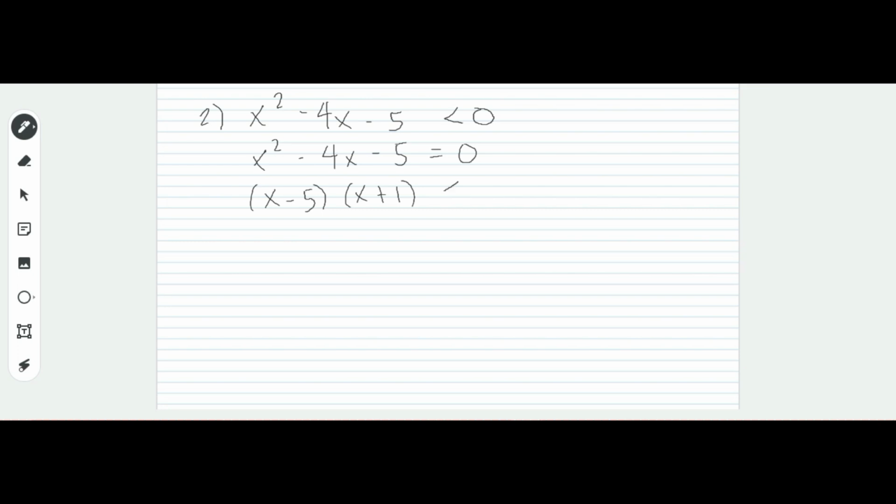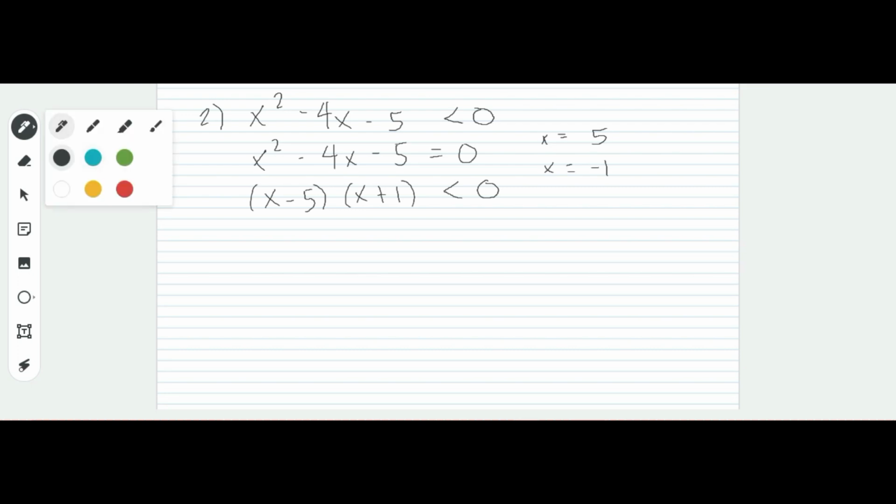And then, we can put it back to less than 0 because we're already done getting the critical points, or the critical numbers. The critical numbers are the roots when you equate this to 0. So, x is equivalent to positive 5 and x is equivalent to negative 1. These are our critical numbers, and we will use these to identify our test numbers.